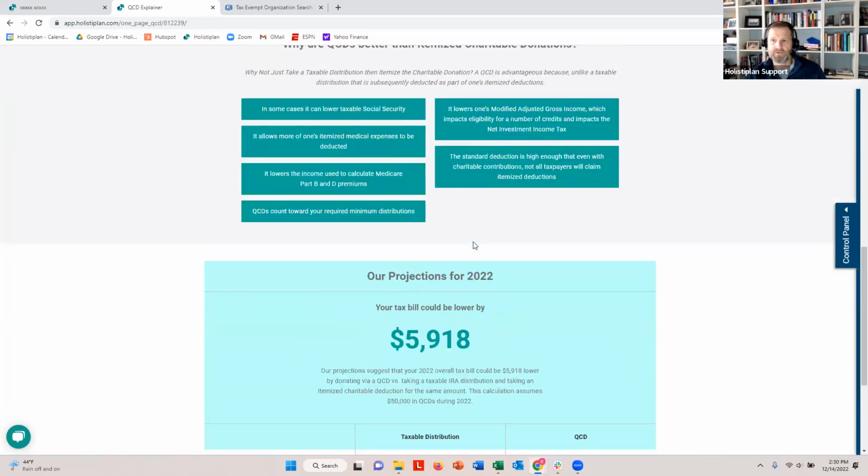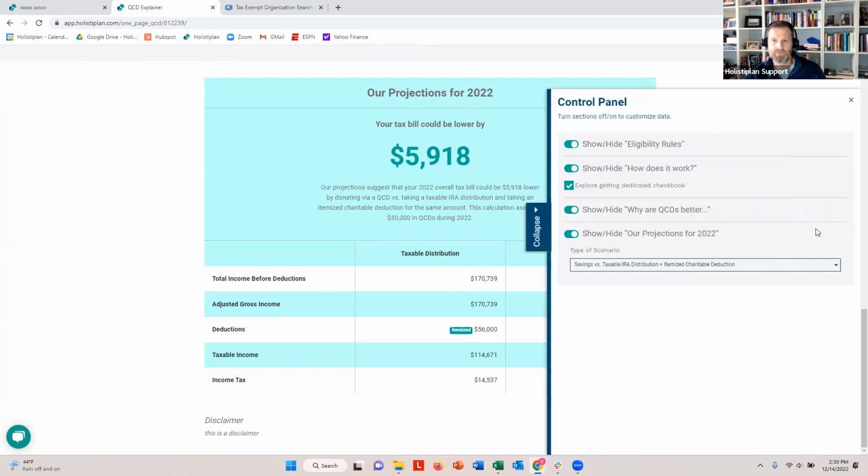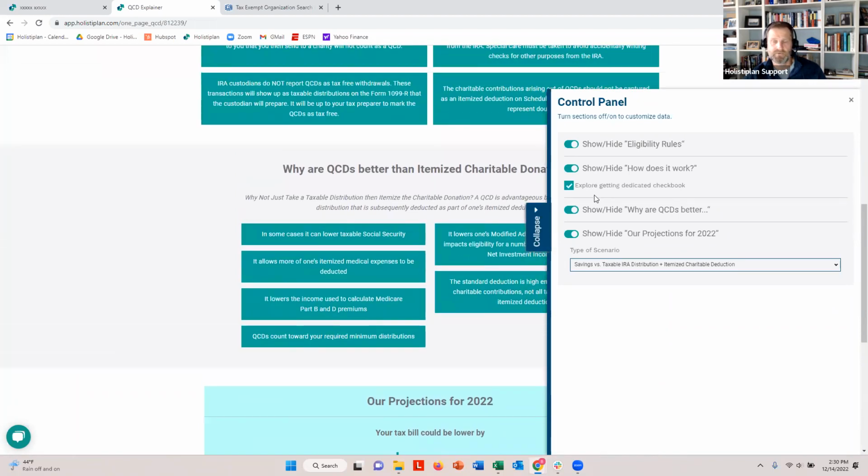Now within here, there are a few other things that you can manipulate if you want to, right? So the control panel will tell you if you don't want to show any of these particular modules, that's fine. There's a little language in here about how some advisors like to use dedicated checkbooks with their clients who have IRAs. So instead of making small dollar trades and then figuring out how to get money out of the IRA using a form, your clients could just write a check. Now, whether or not you want to do that, Holistiplan is agnostic as to whether or not that's a good idea, but some people wanted to have that as part of their QCD explainer.